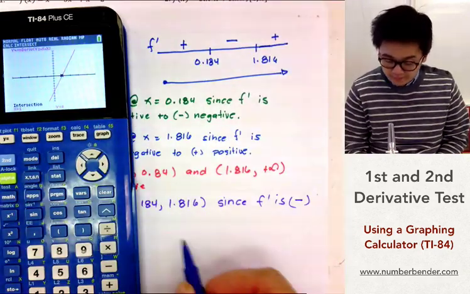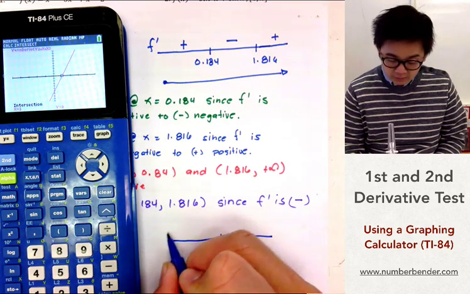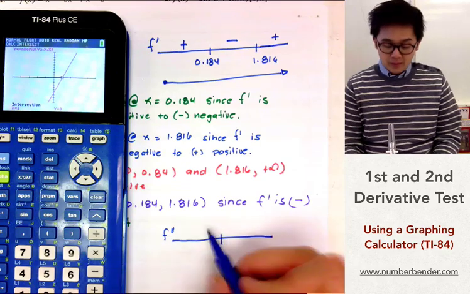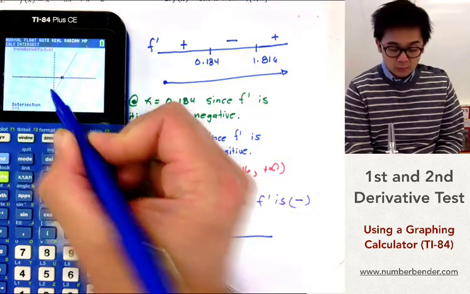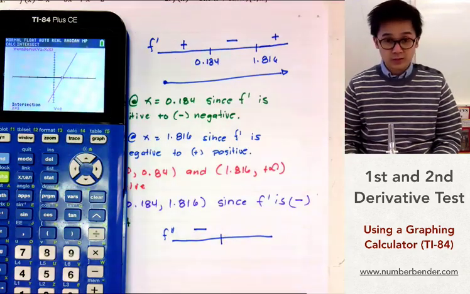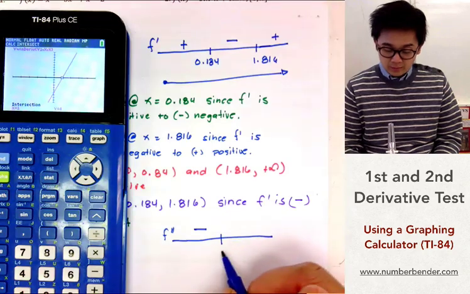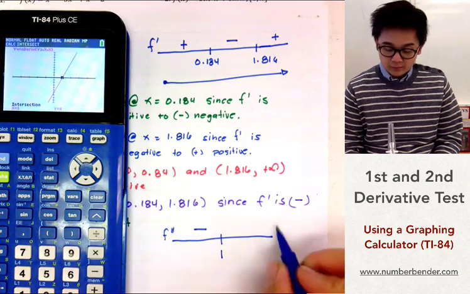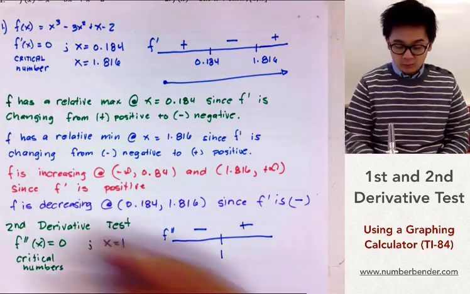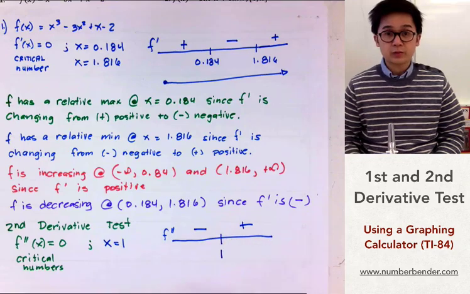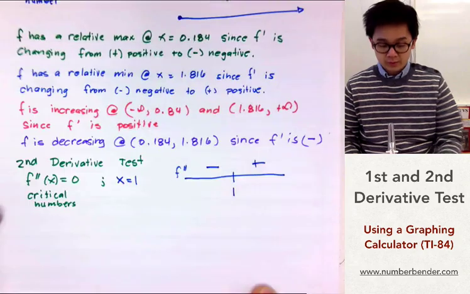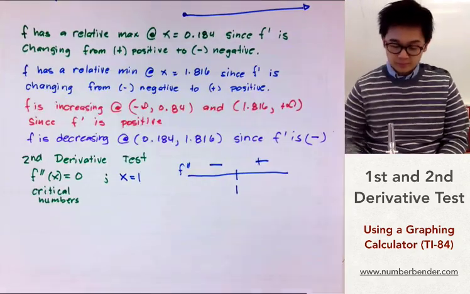So we're going to be using that as our new sign chart, but this time it's for the second derivative. So we know that on the second derivative, numbers below 1 will be negative since the value of the second derivative graph is negative, and from 1 going to positive infinity is going to be positive. So now we can use our sign chart for the second derivative to determine the concavity and the point of inflection. So let's start with concavity.